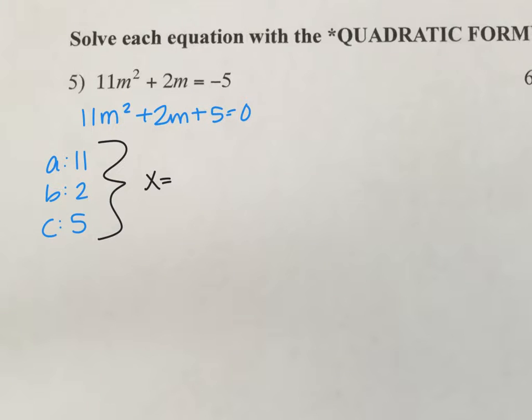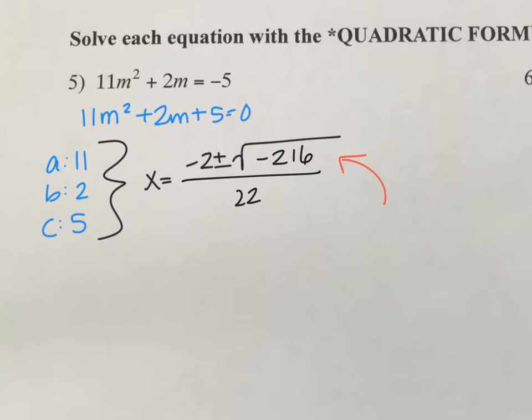All right, x equals -2 plus or minus the square root. I'm getting -216 when I actually type things into my calculator. So remember, I'm skipping a step. So you need to make sure you have that set up over 2a, so that's 22. Now, I noticed something right away. That is a negative number, which means I cannot break down.